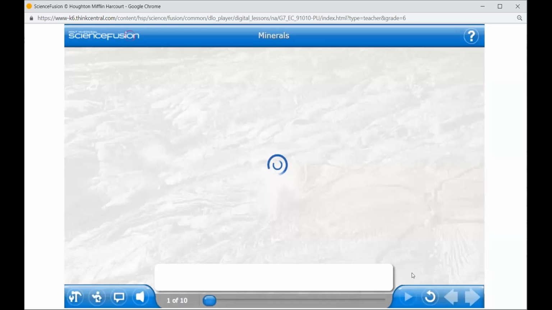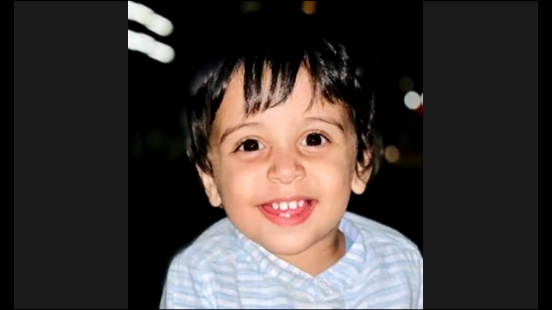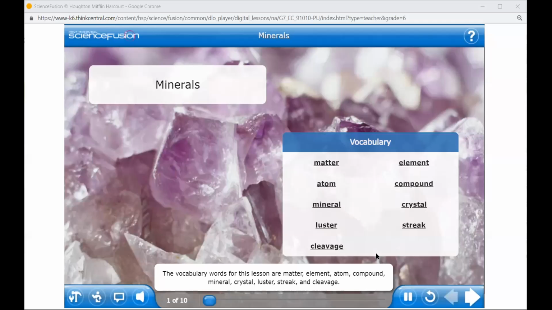Welcome to the lesson, Minerals. In this lesson, you'll explore minerals. You'll look at different kinds of minerals and how they form. The vocabulary words for this lesson are matter, element, atom, compound, mineral, crystal, luster, streak, and cleavage.